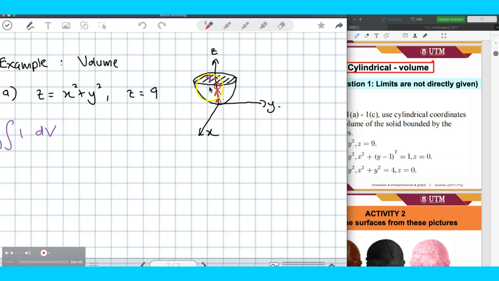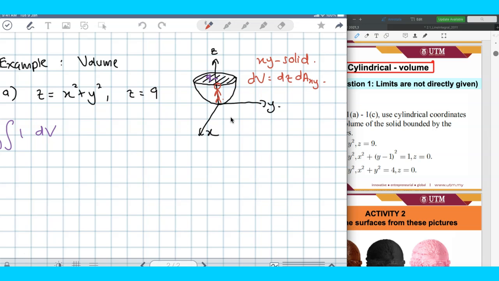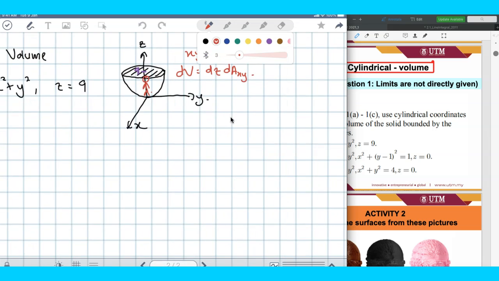You will be standing like that, meaning the plane that you are lying on, the floor, or your lower bound, is on the xy plane. So we can see that this is an xy-simple solid, which means that your dV should be dz dA xy. Now we look at the region first.